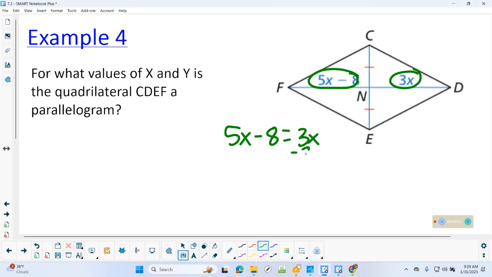I'm going to get the x's on the same side. I'll have 2x over here, 8, 0 on the right. Well, you can probably do that in your head. Add 8, divided by 2. What's your final answer? 4.